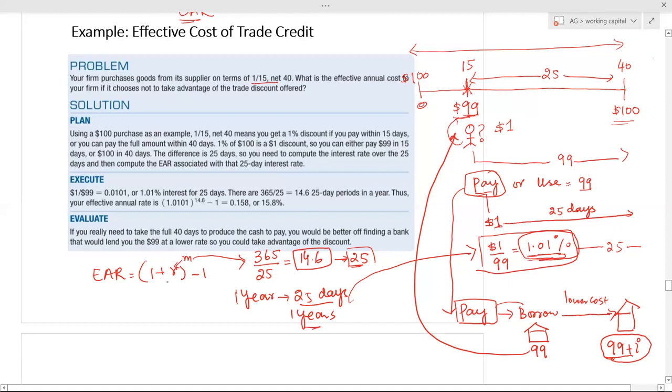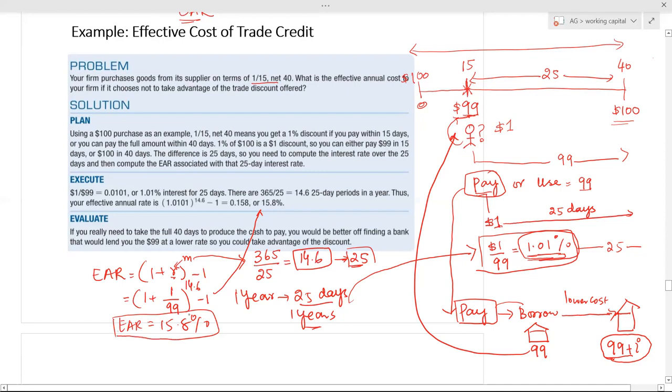Okay. So then we need to use this rate. This rate, how did we get it? 1 plus 1 divided by 99, power 14.6, minus 1. The answer is 15.8%. The answer is 15.8%.